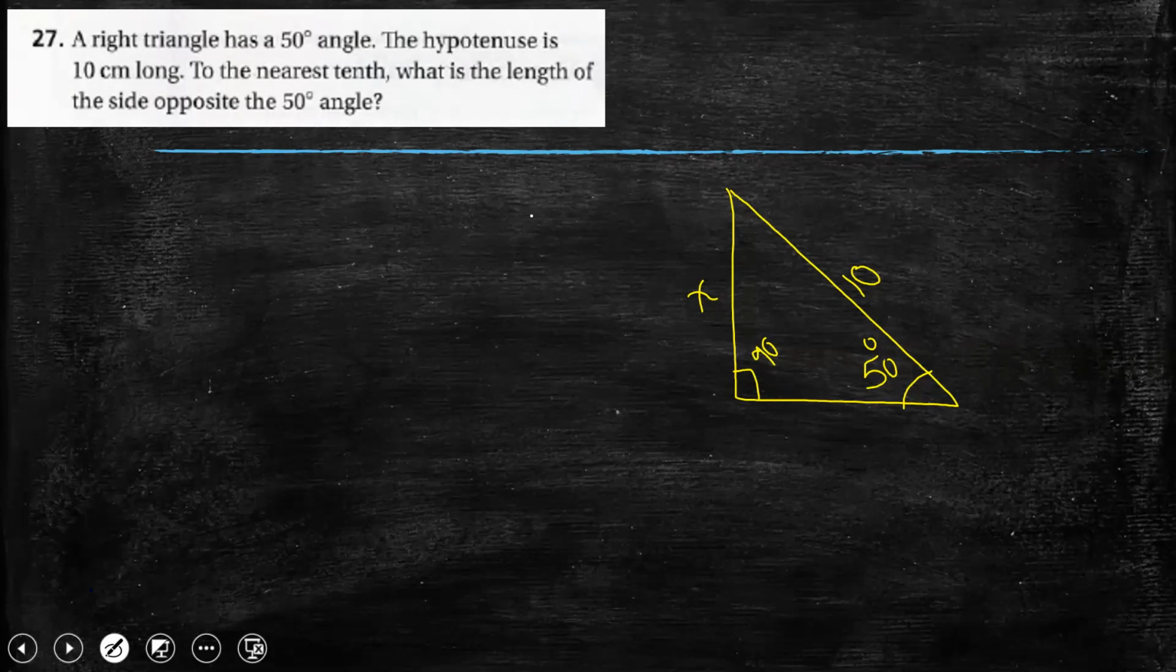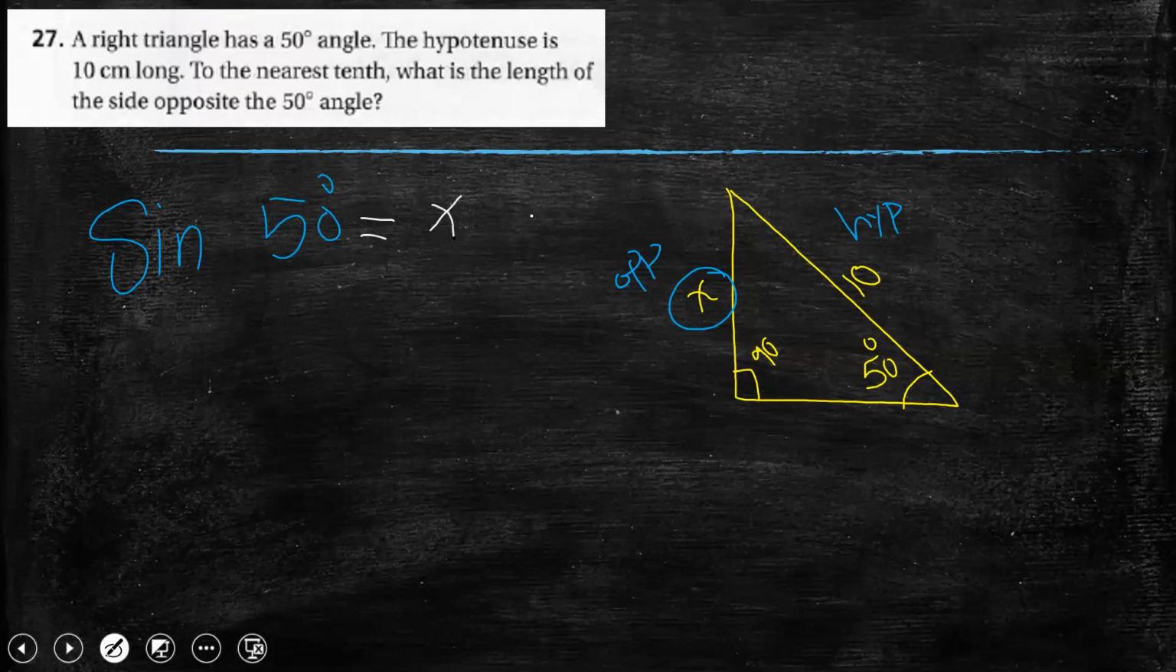Sine of 50. Yes, now you have to ask yourself, what is the given information I have? I have the opposite and I have the hypotenuse. Opposite over hypotenuse is sine. So I will say sine 50 is the opposite, which is x, over the hypotenuse 10. Then I have sine 50, I have 10, I need to find x.